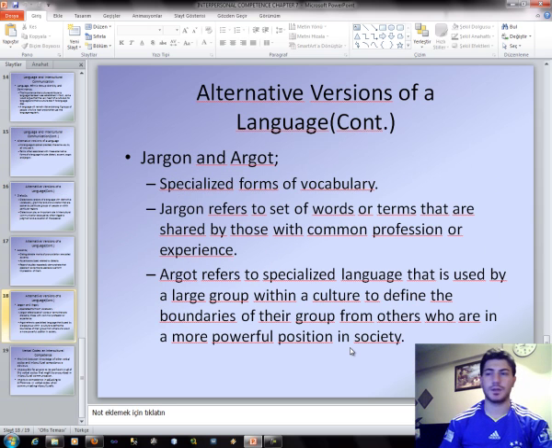Jargon and argot. Specialized forms of vocabulary. Jargon refers to a set of words or terms that are shared by those with a common profession or experience. Argot refers to specialized language that is used by a large group within a culture to define the boundaries of the group from others who are in a more powerful position in society.